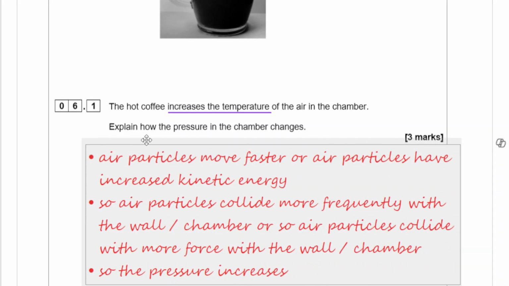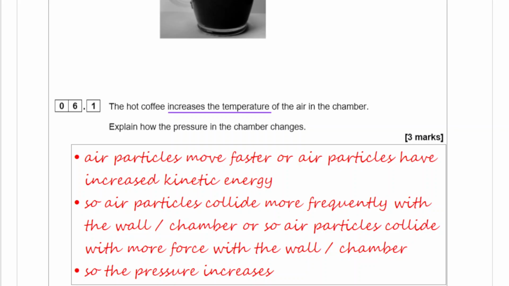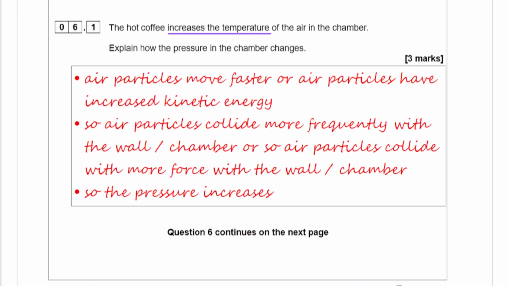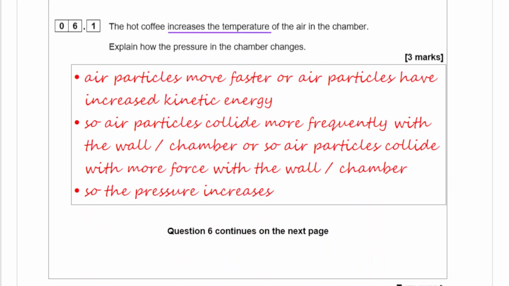So here's a standard answer. Air particles move faster, or you could say the air particles have increased kinetic energy. So the air particles collide more frequently with the wall of the chamber, or the air particles collide with more force with the wall of the chamber. So the pressure increases. Remember, pressure equals force over area. So if you increase the force, you increase the pressure.